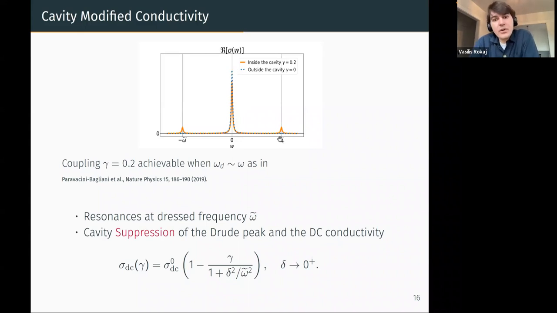And it gets suppressed because in this plot, part of the Drude weight has now been shifted into these new resonances, which relate to these renormalized bosonic excitations. Okay, so a part of the Drude peak gets now moved into these side peaks. And the key message here is that the Drude peak gets suppressed.